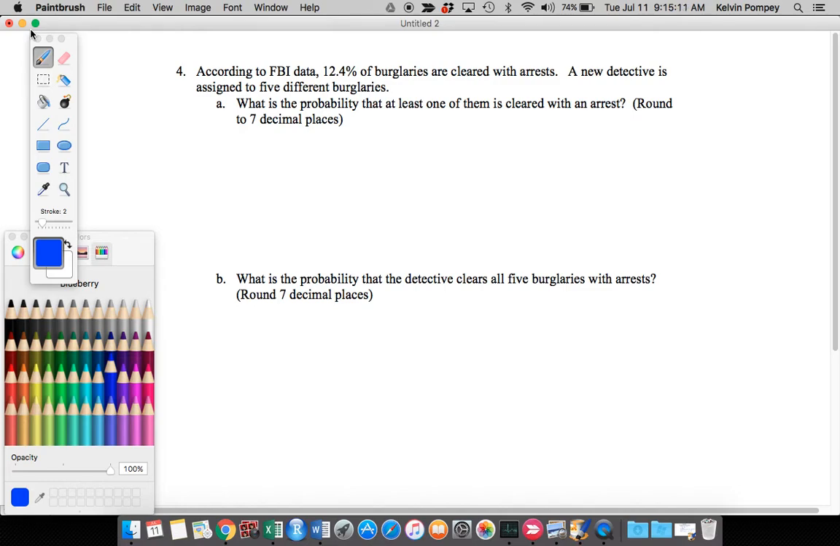Problem 3 was pretty good with most people, and so I'm going to skip that one and go to item 4. According to FBI data, 12.4% of burglaries are cleared with arrest. A new detective is assigned to 5 different burglaries. What is the probability that at least one of them is cleared with an arrest, right? Remember, at least one means either 1, 2, 3, 4, or all 5 of these burglaries are cleared with an arrest, right? And we know the probability of a burglary being cleared with an arrest is 12.4%, right? And so when we did these, we paid close attention to when we had at least there, right?